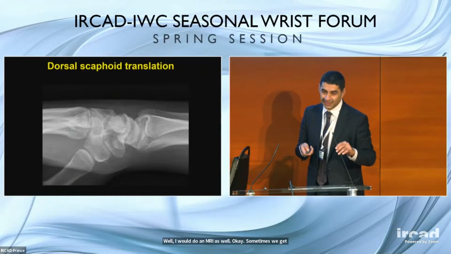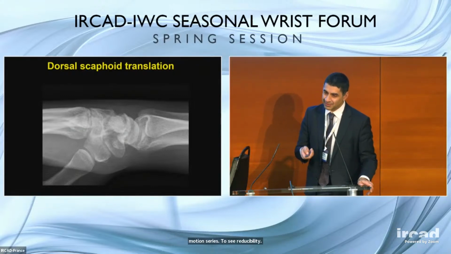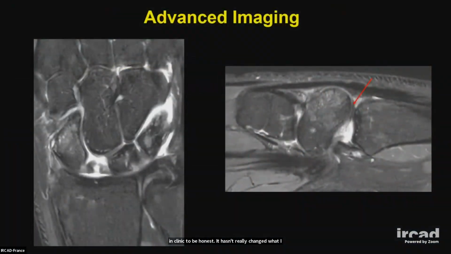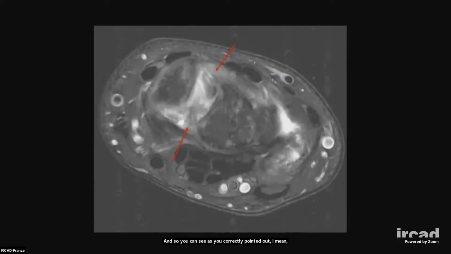I've sort of stopped doing that. It just takes extra time in clinic, to be honest. It hasn't really changed what I do because of arthroscopy. But this is the MRI. As you correctly pointed out, it's essentially a dorsal dislocation, not subluxation, with a big gap. And just as Steve showed in a case earlier where the scapholunate stretched out, to me, that was like toffee.